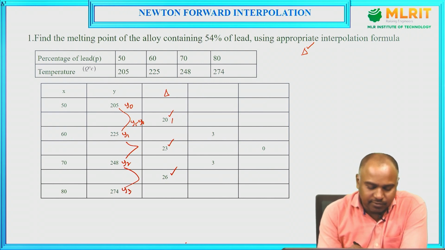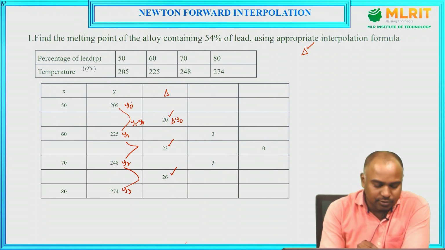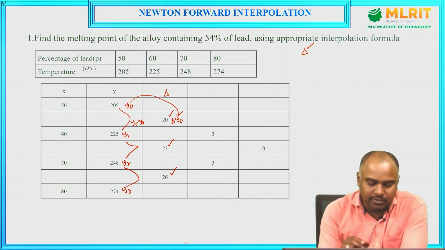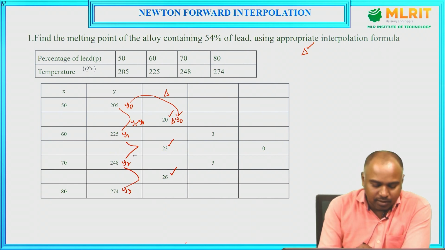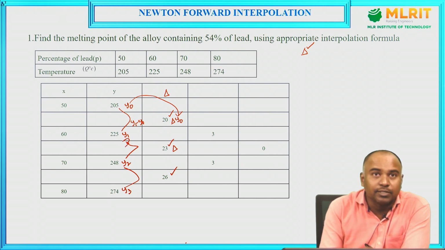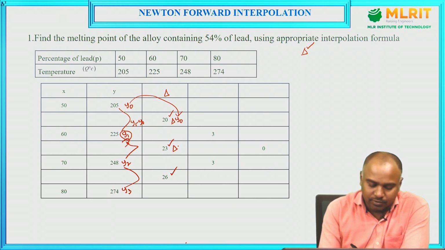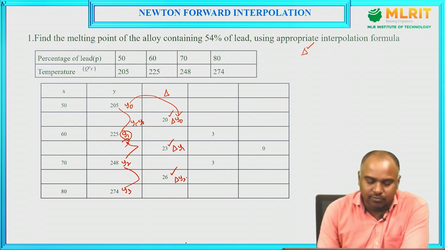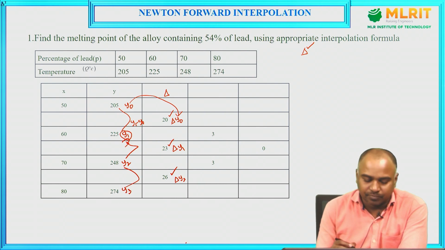So, these differences we denote by delta y0. In these two, the first value, whatever is there, we give the notation for this. Now, the difference of these two, y2 minus y1, is called delta y1. The difference of these two will be denoted by delta y2. This is called the first order differences.